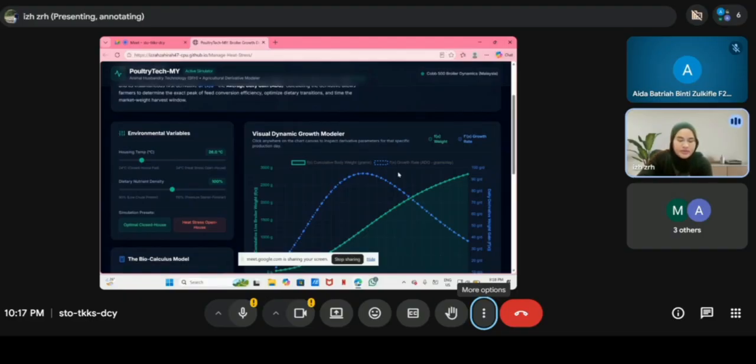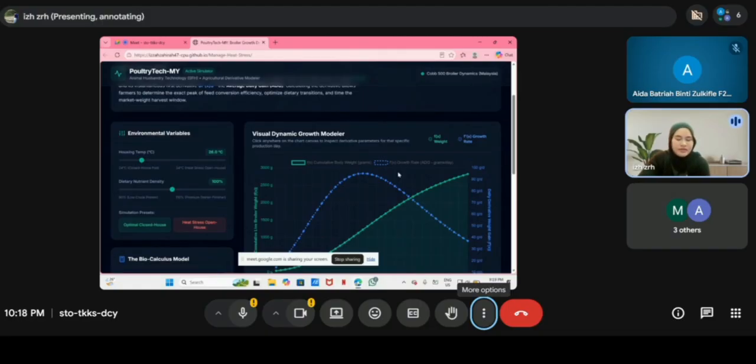What makes the Poultry TechMind tool highly practical are its interactive features. Users can toggle between an optimal closed house environment and a heat stress open house environment by sliding the temperature up or down or manipulating the dietary nutrient density. Users can immediately observe how a 2 Celsius spike in temperature or a drop in feed quality alters the derivative growth curve of the flock. It brings biocalculus to life for farm managers.